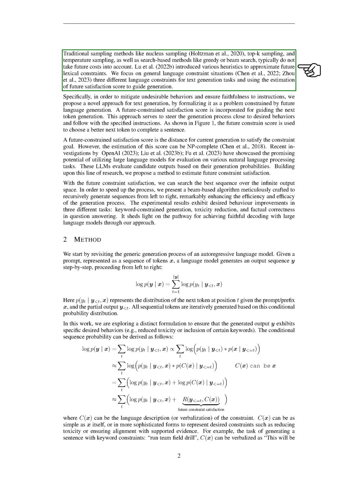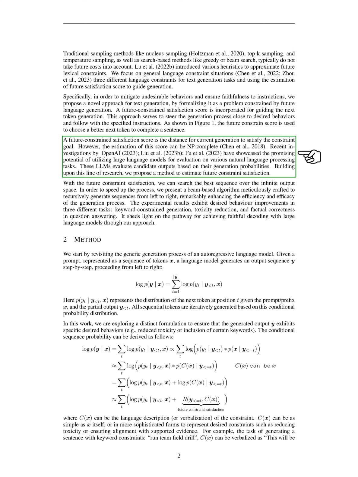We're introducing a future constrained satisfaction score, which essentially measures how closely the generated text aligns with the given instructions. This score guides the model in generating the next piece of text, helping it stay on track. However, estimating this score can be quite complex. To overcome this, we're building on previous research that uses large language models to evaluate candidate outputs based on their generation probabilities.